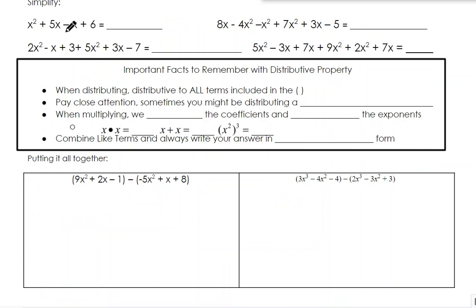Let's try a couple addition problems. So this first one here. I see I have an x squared. Do I have any other x squareds? I do not. So I'm just going to rewrite x squared over here. I can't combine anything else with it because there's no other squares.